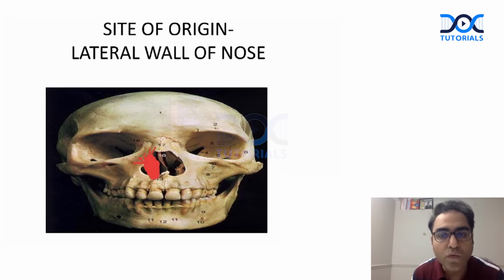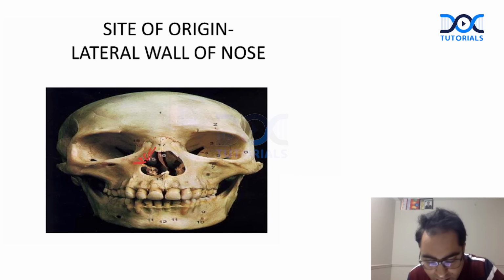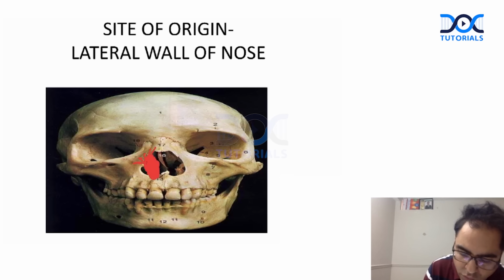If you want to remove only the tumor, please understand, if you remove the tumor only like this, don't you think some tentacles are still left? So we will have to do a bigger surgery. How? We'll have to remove the site of origin also. What is the site of origin? Lateral wall of nose. So you remove this much wall also.